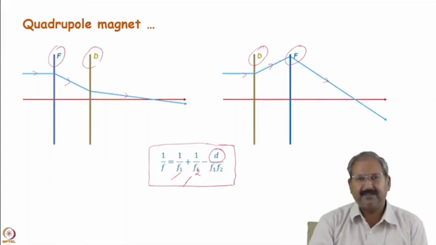Remember, this is valid only when we are using thin lens approximation. If quadrupole is not thin, then we have to calculate explicitly what should be the x and x prime at the exit of the quadrupole magnet, and what will be the effective focal length of that combination. We will learn these things when the quadrupole is not thin in the next lecture.